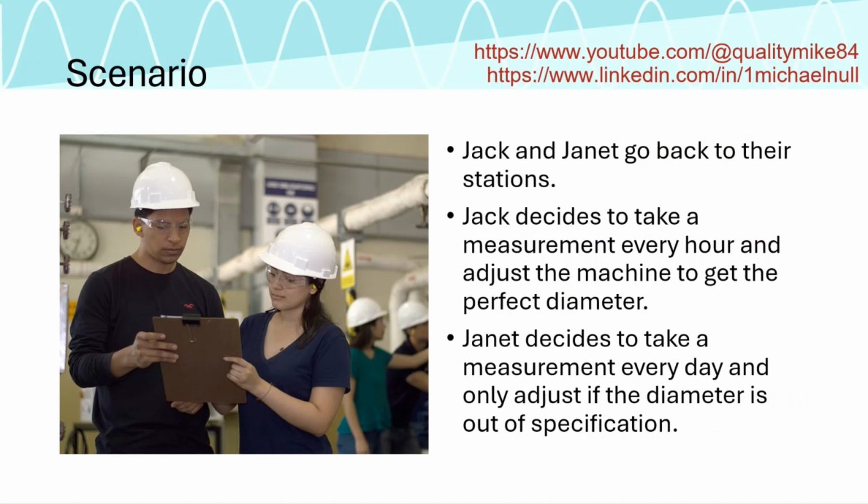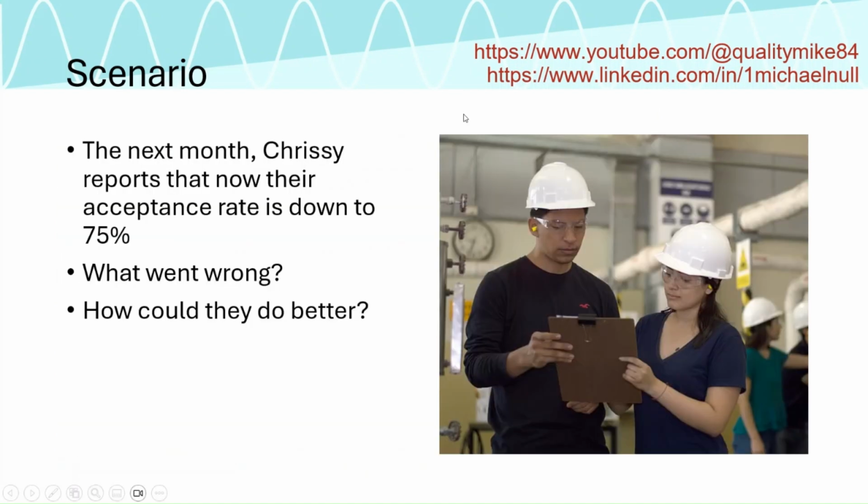Now, Jack's strategy is to take a measurement every hour, and then he's going to adjust the machine up or down to get the perfect diameter. Janet, on the other hand, decides to take a measurement every day and then only adjust if the diameter is out of spec. The next month, Chrissy reports that now their acceptance rate is down to 75%. So, what went wrong and how could they do better?